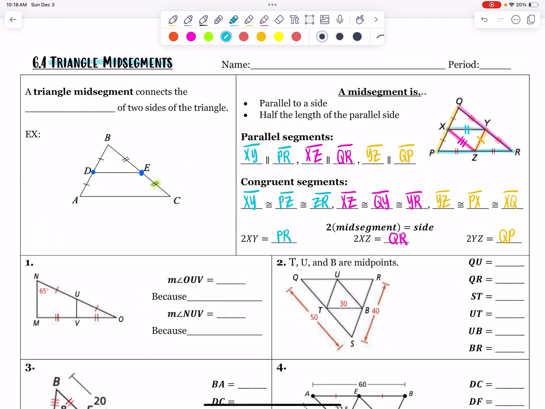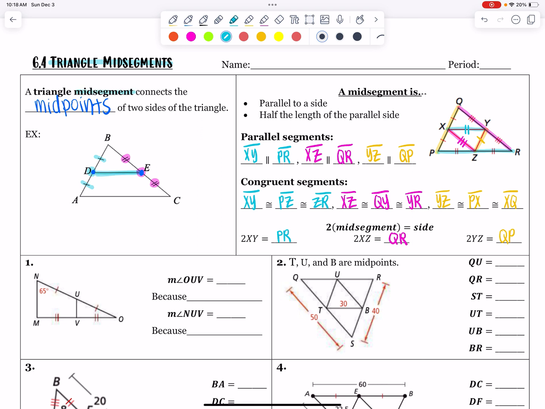The first thing I want you to notice is that a triangle midsegment is created by connecting the two midpoints. So a triangle midsegment connects the midpoints of two sides of a triangle. How did we know that these points were midpoints? If you look at point D, it has a congruence mark on either side, which means that it must be in the middle of that segment AB. The same is true with point E. Point E has two congruence marks indicating that E must be in the middle. And when you connect those two midpoints, that midsegment is formed.